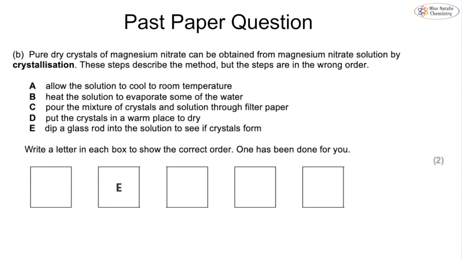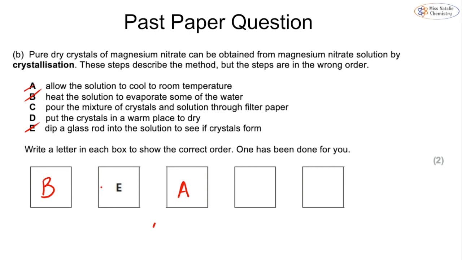Now, we've been told that E is the second step. So the first step is going to have to be us getting rid of some of the water. So that's going to be B, where we heat the solution to evaporate some of the water. So we've used B and E. The next step then would be, once we've removed some of the water, we've got our crystals forming on the glass rod, we remove it from the heat and we allow it to cool to room temperature. So our next step is A.